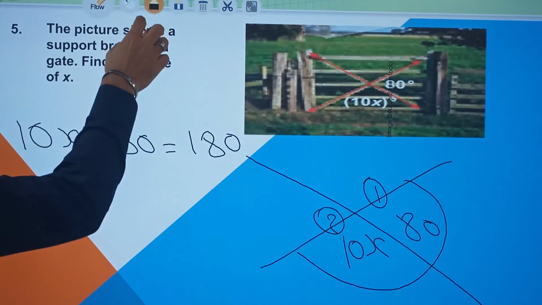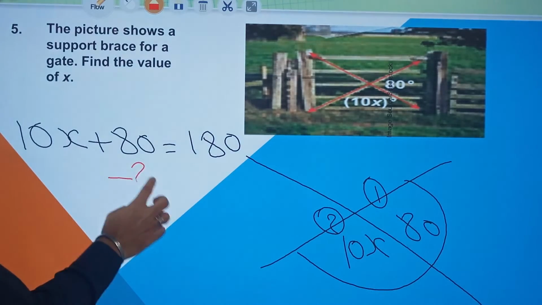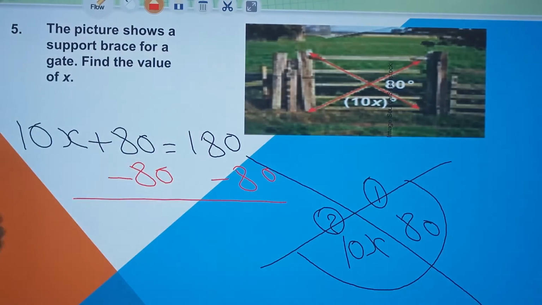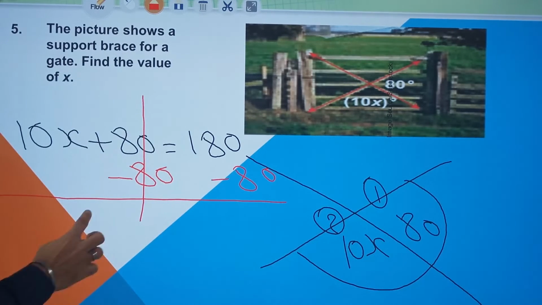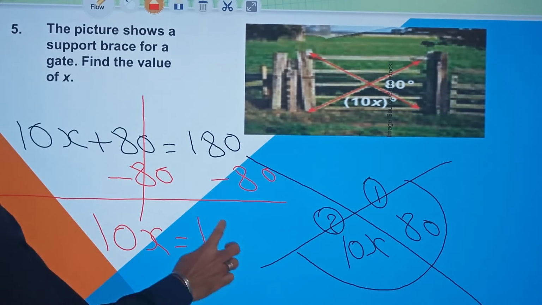I need now to cancel what? I need firstly to cancel 80. So make minus 80 for the left and minus 80 for the right. So we'll subtract 80 from both sides. This cancels this. So 10x is equal to what? 180 minus 80 will be equal to 100.